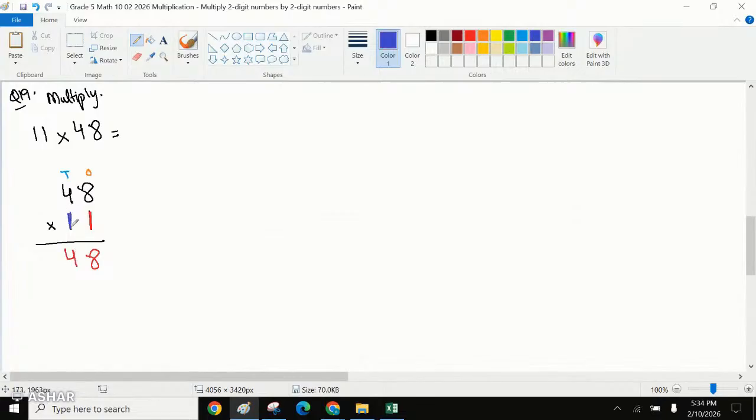When tens is being multiplied, we'll put a 0 in the units. 1 multiplied by 8 is 8. 1 multiplied by 4 is 4. If we add them together, 8 plus 0 is 8. 4 plus 8 is 12. 12 tens, that means we put 1 into the 100. 2 tens and 100. 1 plus 4 is 5. So we can say the answer comes out to be 528. Okay.